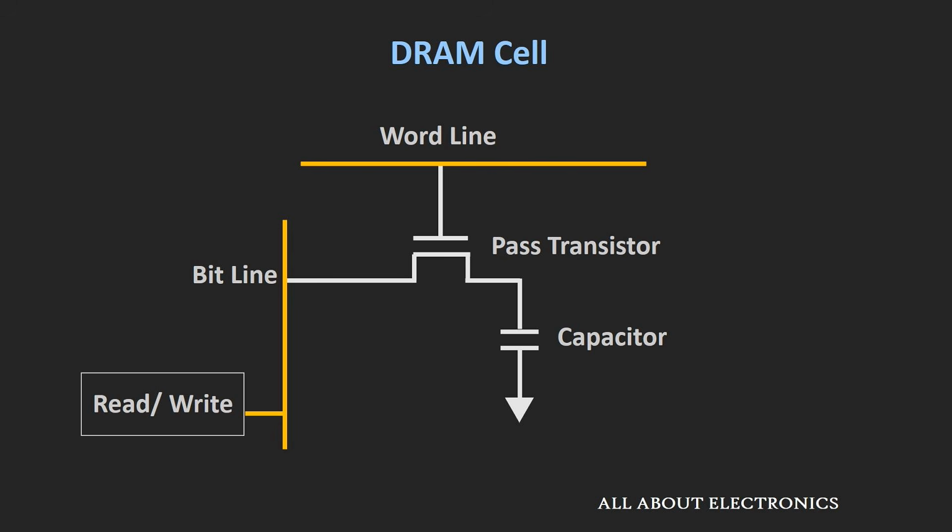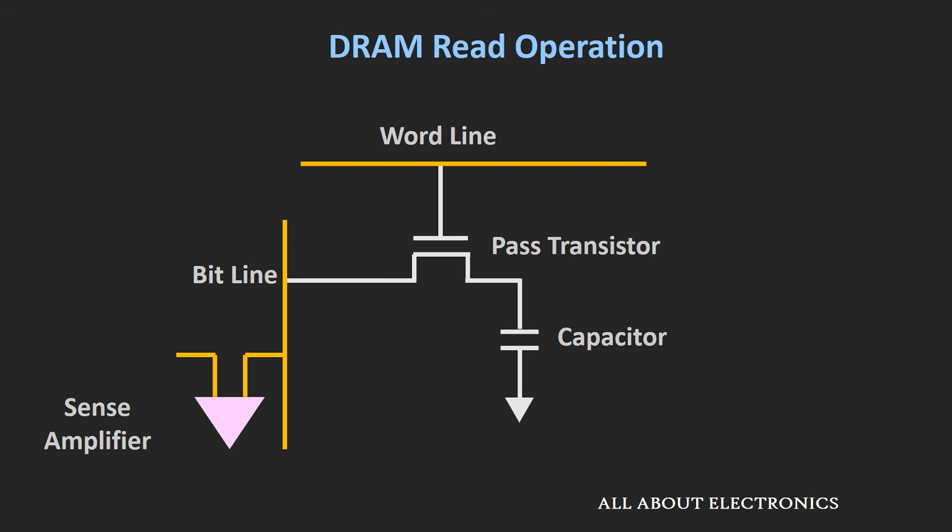But in the actual case, there will be some leakage current, and because of that, the capacitor will lose its charge gradually. That is the reason this dynamic cell requires periodic refresh cycles, and that is the reason this memory is known as dynamic RAM. Now as we know the internal structure of this dynamic RAM, let us see how read and write operations are performed on it.